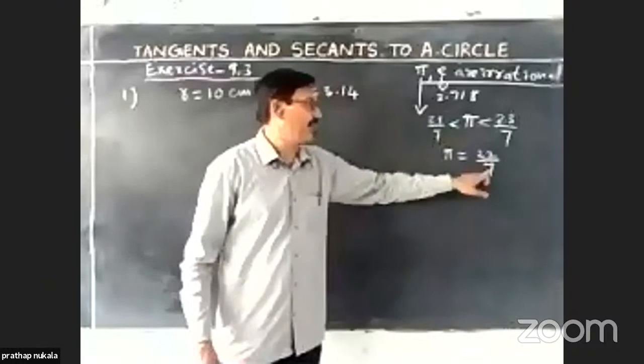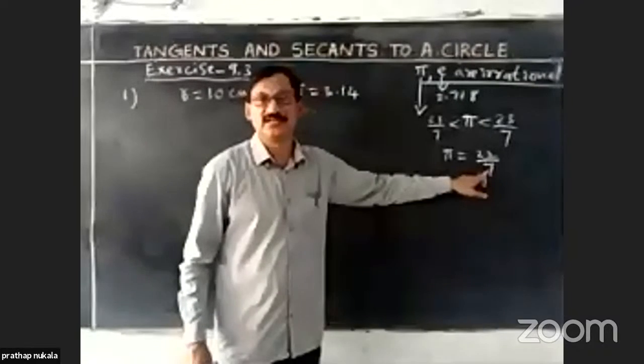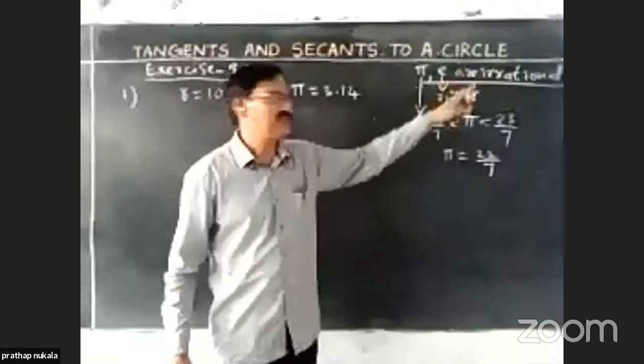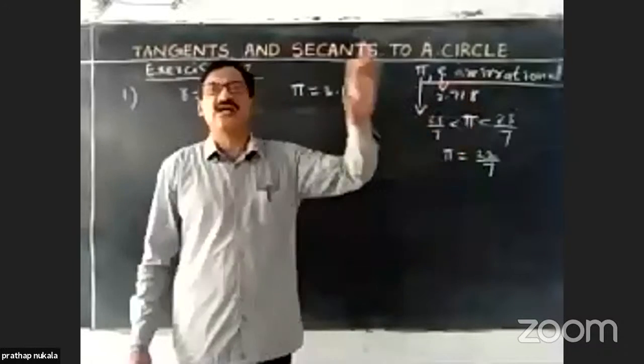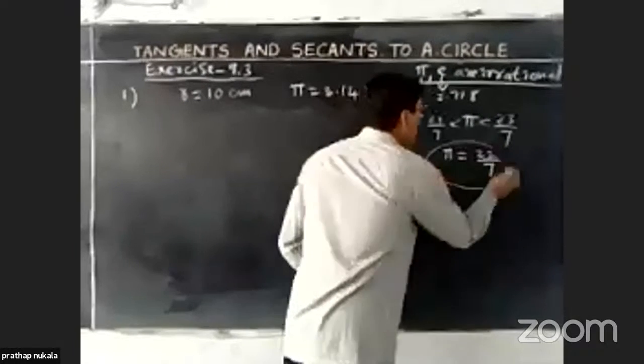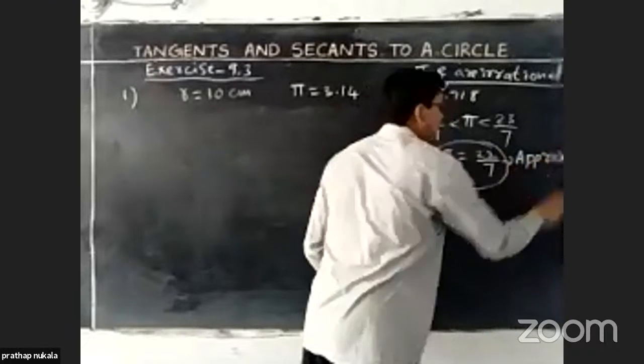P and q are integers, q not equal to 0. Therefore, it is rational. Then this should be rational. But pi is irrational. That's why 22/7 is not an exact value. This is also an approximate value. Is it clear?